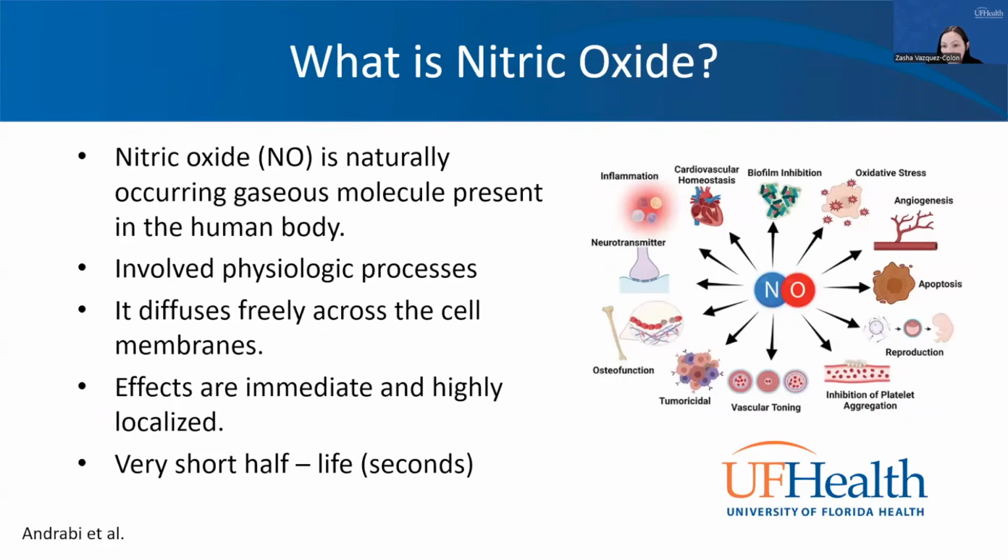Nitric oxide is a gaseous free radical that diffuses freely across cell membranes. It also acts locally and has a very short half-life. As you can see here, it is involved in multiple physiological processes, including inflammation or transmission, platelet aggregation, immune response, reproduction, and multiple physiological processes.